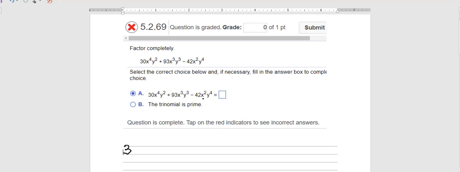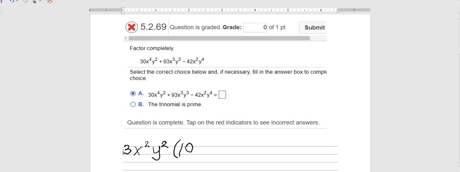Every term has an x, so the GCF will have an x. The highest power of x common to every term is x squared. Every term has a y, so the GCF has a y. The highest power of y that divides evenly into every term is y squared.